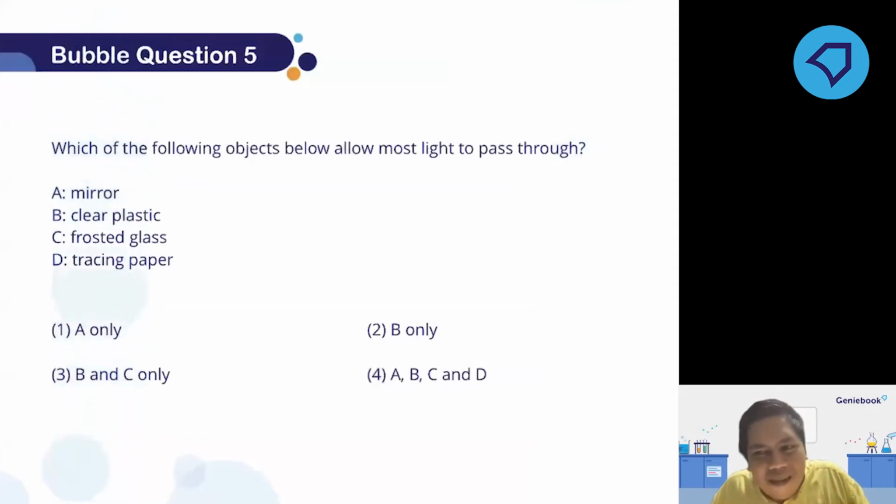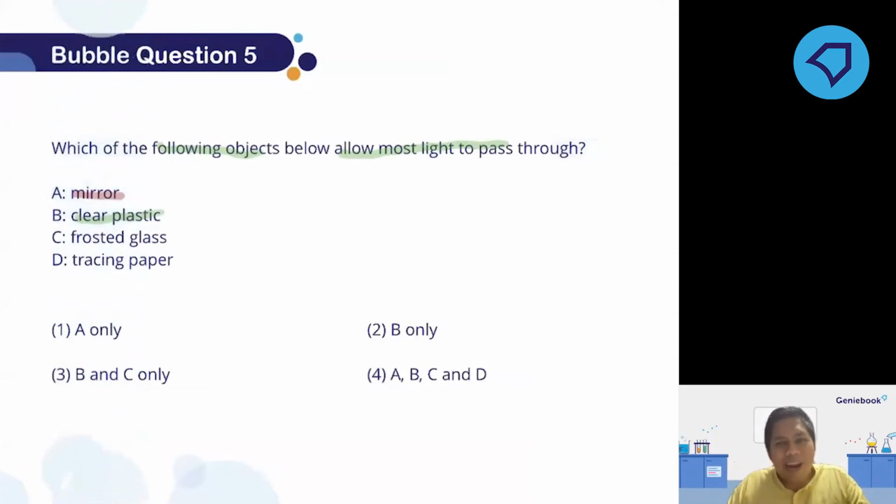All right, let's see. Oh, decrease further. It decreased further for some reason, even though so many people say easy, easy peasy, lemon squeezy. But again, only about 80% of you got it correct. Very disappointing. So anyway, which of the following objects below allow most light to pass through? We have one tricky object over here, which is the mirror. I'll explain in more detail about the mirror, but a mirror actually does not allow most light to pass through. And then there's the clear plastic. There's a keyword there, clear.